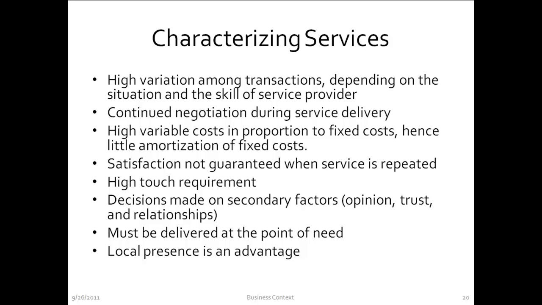The acceptance of a service, the satisfaction with the service, depends on many things beyond just the delivery of the service. There is a high requirement of a personal touch when a service is delivered. Also, many decisions, such as who to get a service from or whether someone was satisfied by the service, are made on secondary factors, on things like opinion and trust and relationships. Finally, a service must be delivered at the point of need, that is, where the customer is. And finally, local presence is an advantage. If you're closer to a customer, you have more of a chance to deliver a better service than someone who's far away.